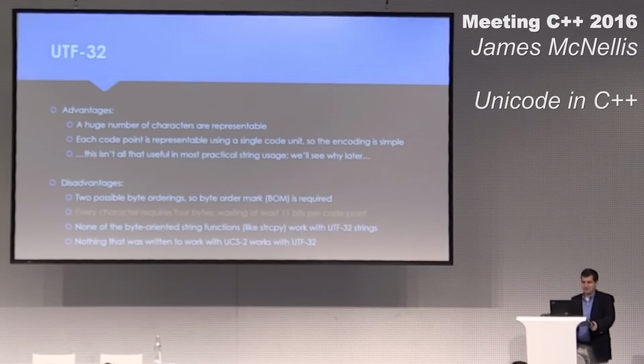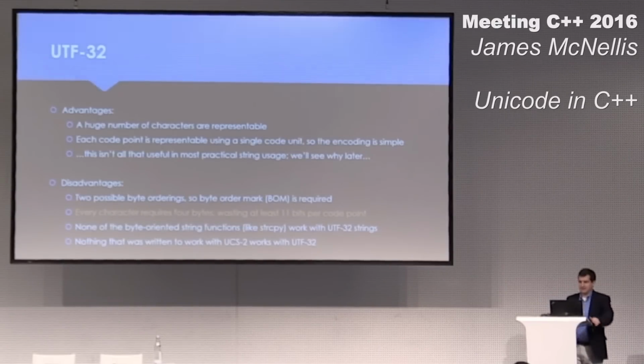But it's got a whole bunch of disadvantages, right? There are still 2 possible byte orderings, so it still has that disadvantage from UCS2. Every character requires 4 bytes. We know we're wasting at least 11 bits per code point because our maximum number of characters is about 1 million. But for English text or German text, we're actually going to be wasting 3 whole bytes out of every 4 bytes. Now our strings have exploded in size. And none of the byte-oriented string functions like strcpy work, just like with UCS2. And the last thing is very important. Nothing that was written to work with UCS2 works with UTF-32 anymore. So all of the software that took early advantage of Unicode and UCS2 now does not work with this.